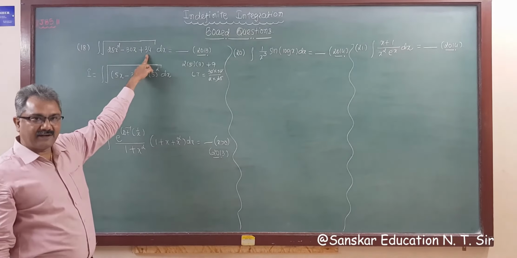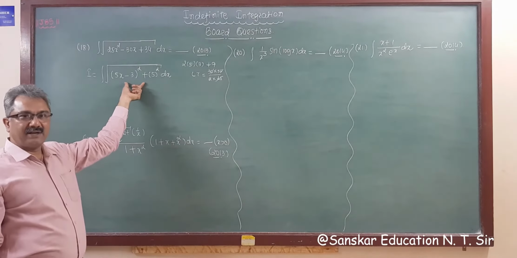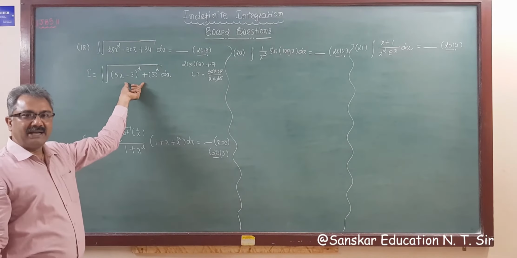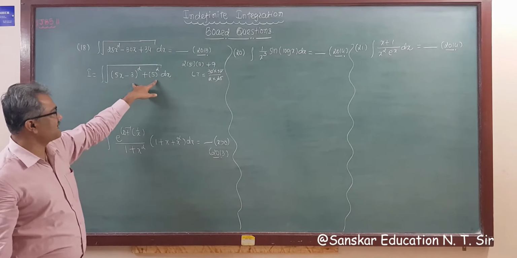9 plus 25 is 34. So this is the formula for x square plus a square. Now check from your option in the PDF. What is your proper answer? Formula for root of x square plus a square.